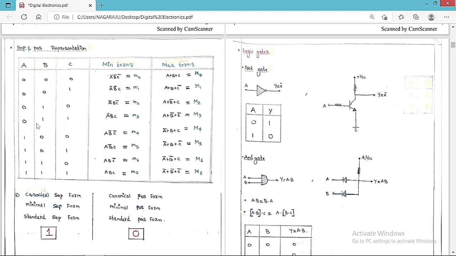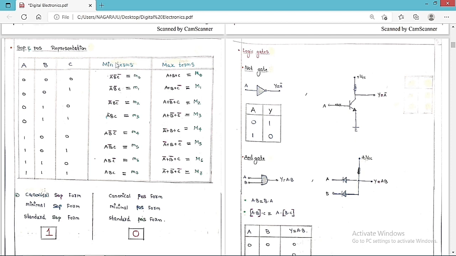So with a 3 at the end, 2 to the power of 3 is equal to 8. So 8 combinations that we are going to get: 000, 001, 010, 011, 100, 101, 110, 111. So like this, with 0 and 1, that we are going to get.